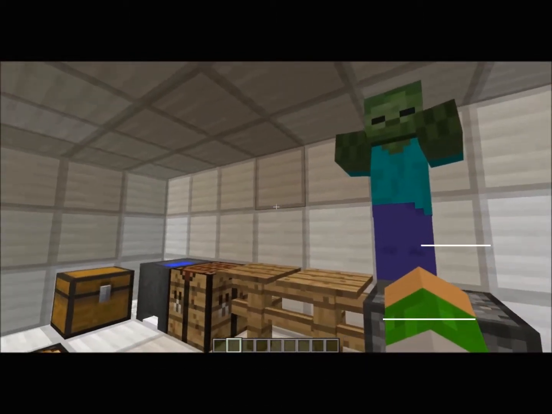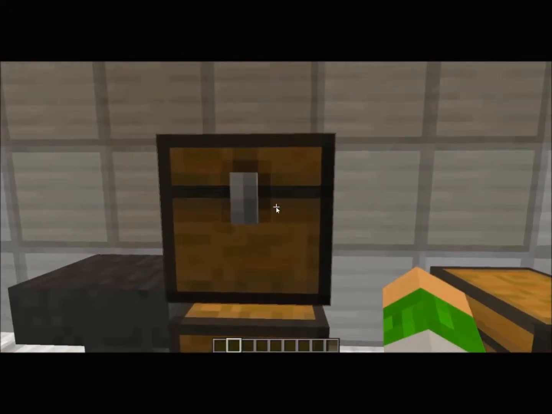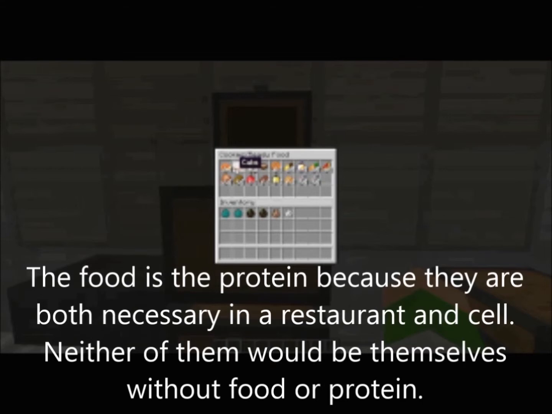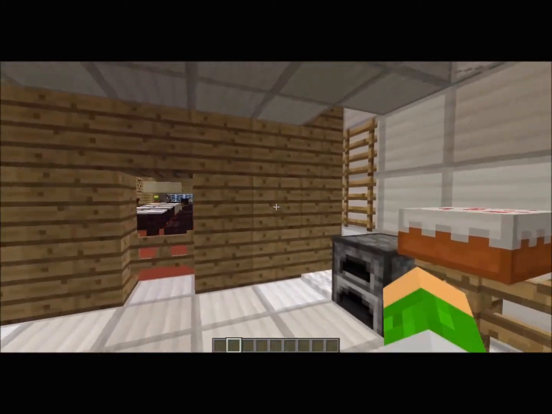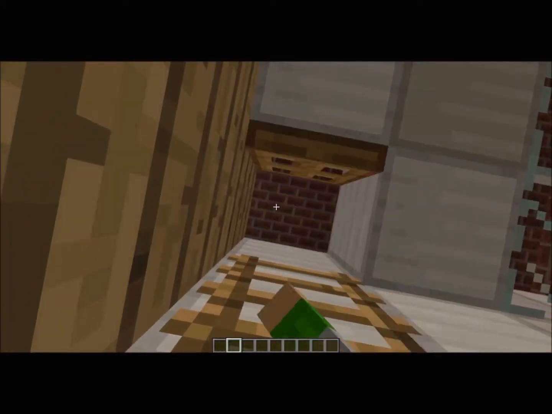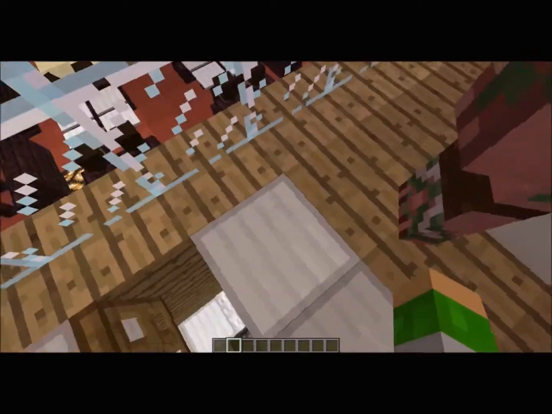So Joe and Bob have done a marvelous job in making a lot of food, and the food in this case is protein because they're both necessary in a restaurant and a cell, and neither of them would be themselves without it. So a restaurant wouldn't be a restaurant without food, and a cell wouldn't be a cell without protein. So this is their area, which is the kitchen, but let's move upstairs.